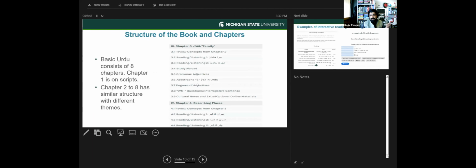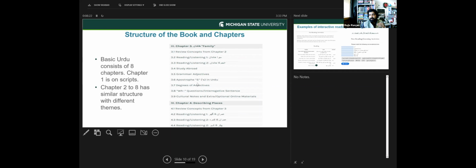The structure is, there are 8 chapters. The first chapter begins with the script, which is a non-Roman script, so it is important for us to focus on that. But chapters 2 to 8 are based on different themes. In a sample here, you can see there is a review of the previous section, and then 2 to 3 readings, and a study abroad component, which was really important because due to COVID, my learners were not going to study abroad. So I wanted to include some sort of immersion experience.